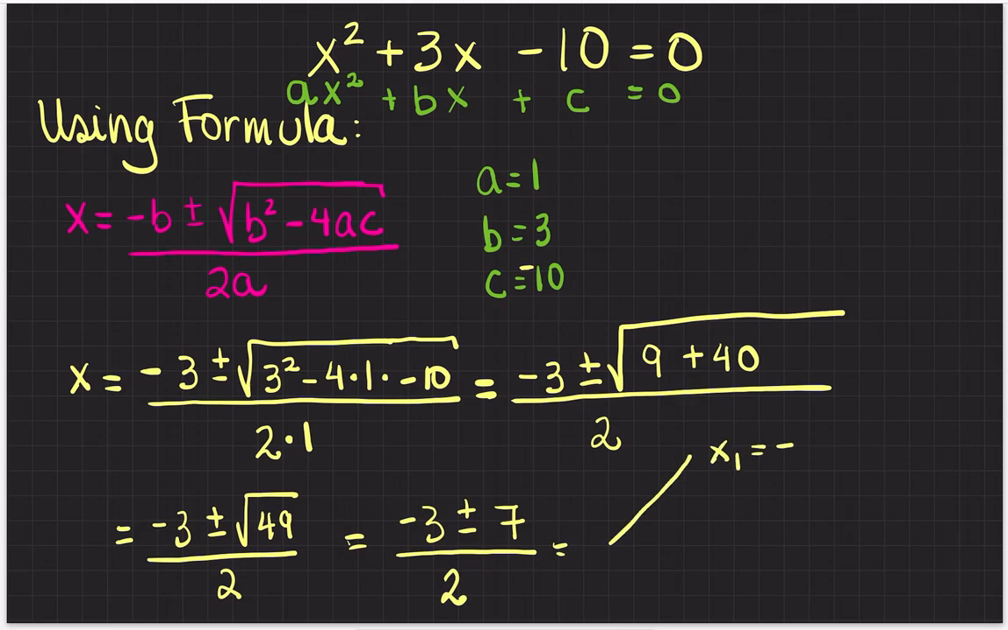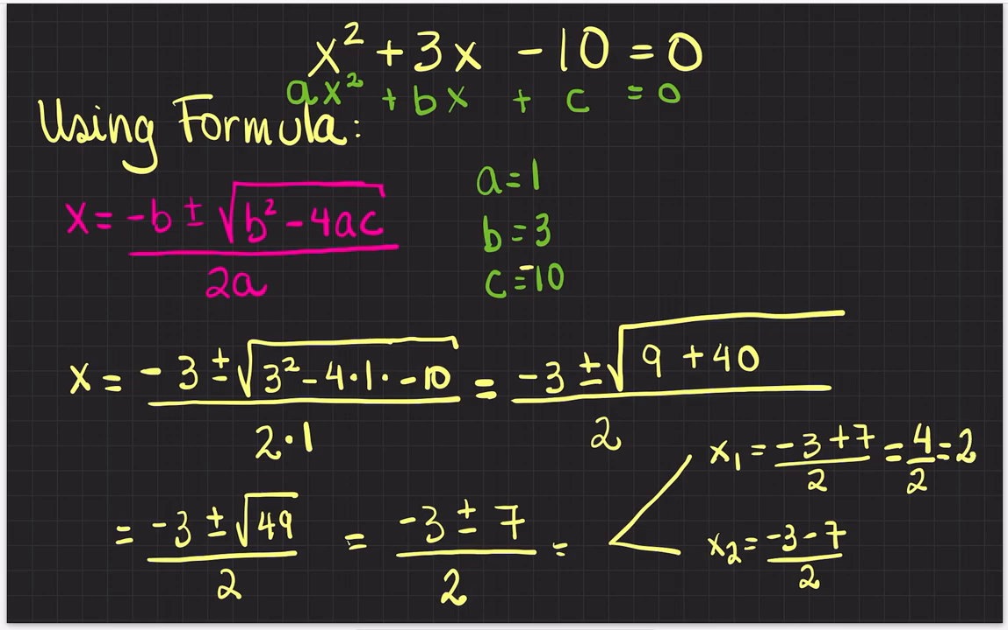x1 will be negative 3, I'm going to use the plus, 7 divided by 2. And my x2 will be negative 3, and this time I'm going to use the negative sign, so minus 7 divided by 2. Negative 3 plus 7, that would be 4, divided by 2, and 4 divided by 2 is 2. So as you can see, my x1 is equal to 2. I'm going to write it here on top. x1 is equal to 2.